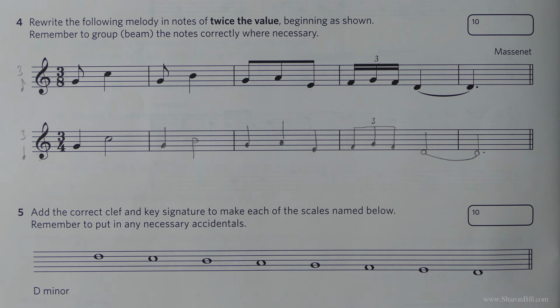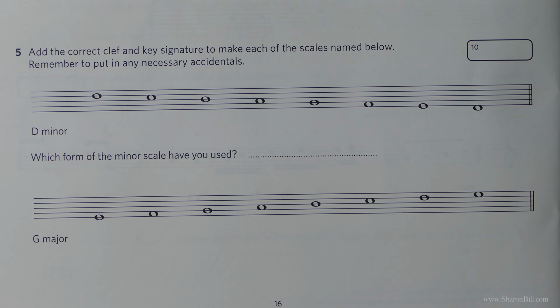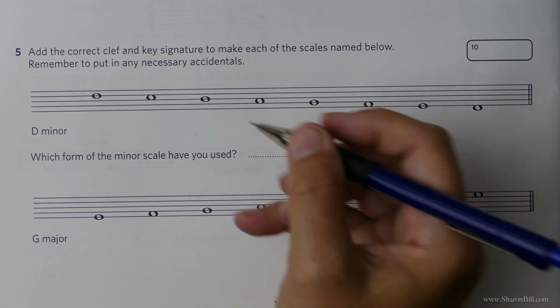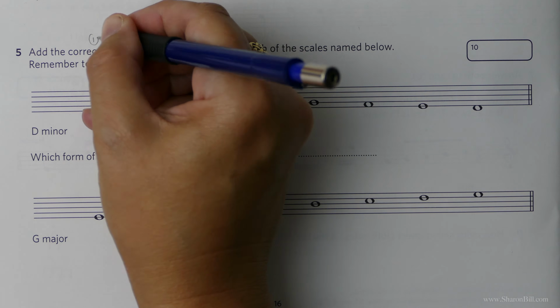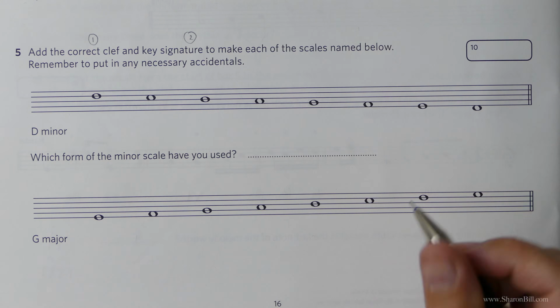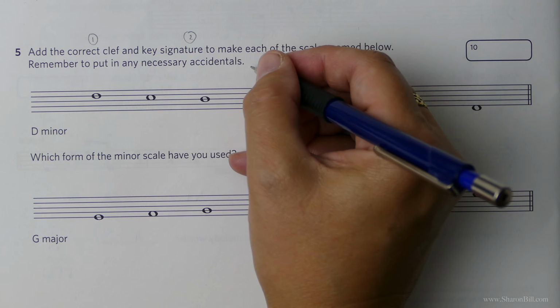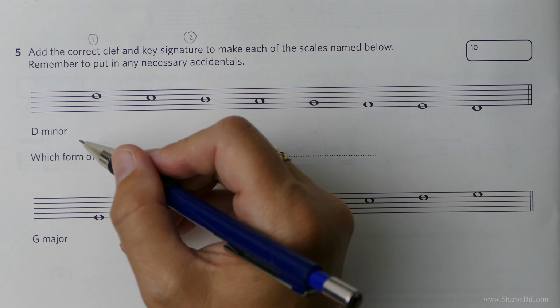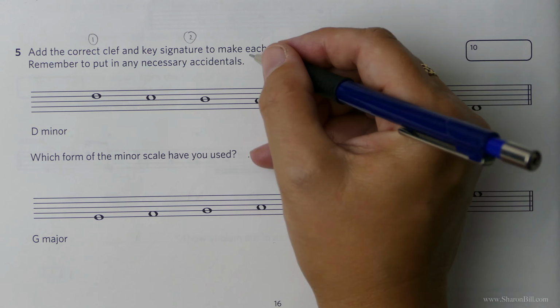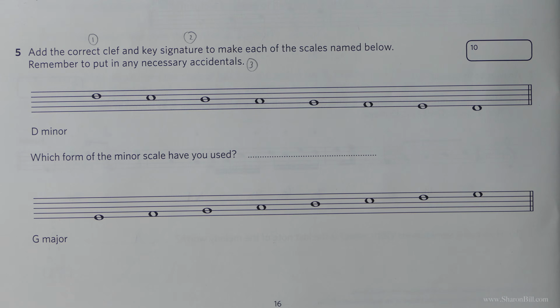So let's press on to the next question. Question 5 asks us to add the correct clef. There's quite a few parts to this, so just watch out. We need to add the clef, and then we need to add the key signature. And then very helpful as they've reminded us to put in any necessary accidentals, because if we're going to do a minor, we're going to have some accidentals as well. So there may be 2 or 3 parts to the question.